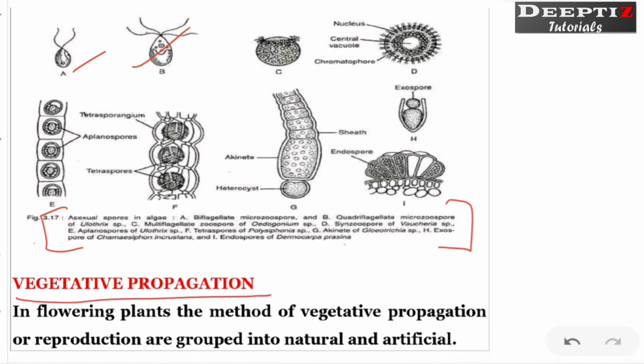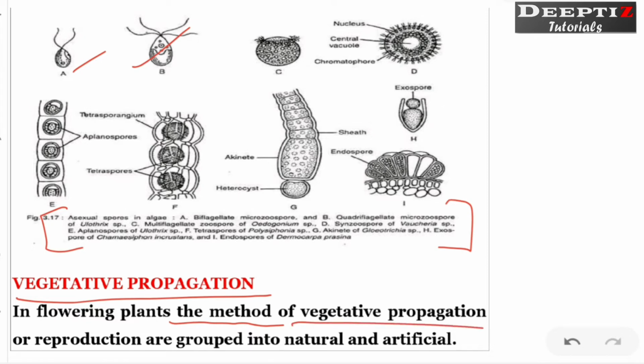So we are starting with vegetative propagation. Once we have studied all these asexual modes of reproduction, now we are going to start with vegetative propagation. What is propagation? Propagation means a new growth. Vegetative means growth of a new plant from any part other than seed. Normally we plant a seed, and that seed grows as a new plant, right? In vegetative propagation, we use any part but not the seed. It can be stem, leaf, or root to raise the new plant.